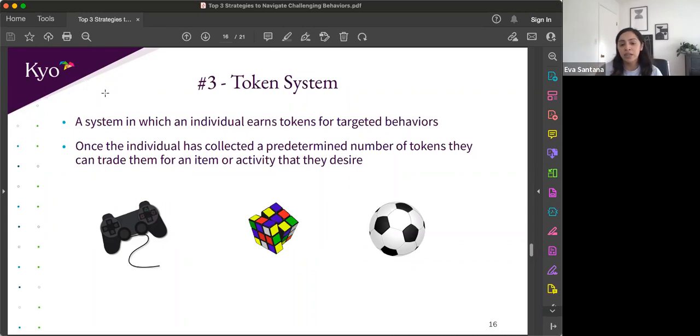But essentially, you are reinforcing the child after they engage in a certain number of behaviors, and then they can exchange those points or those tokens for an external reinforcer, like a prize in a prize box, maybe extra free play. They get maybe an extra break and so forth.